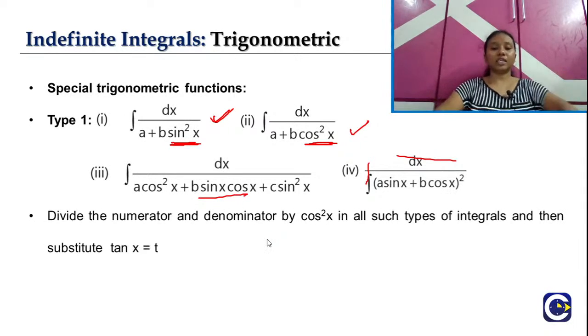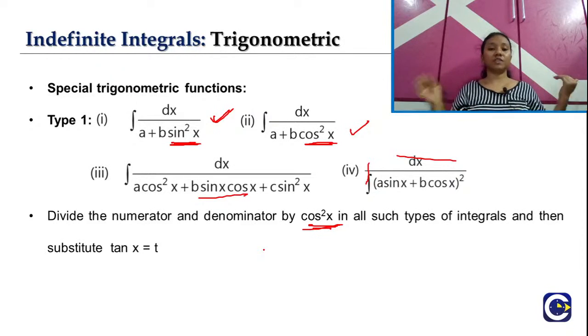So the condition here is that we are going to divide both the numerator and denominator by cos square in all such integrals, right? Then if we divide all the terms by cos square, some terms will be eliminated and become 1, and some terms will become sine by cos, which becomes tan. In these forms of trigonometric functions, they will be converted into tan, where in place of tan x we are going to substitute t.